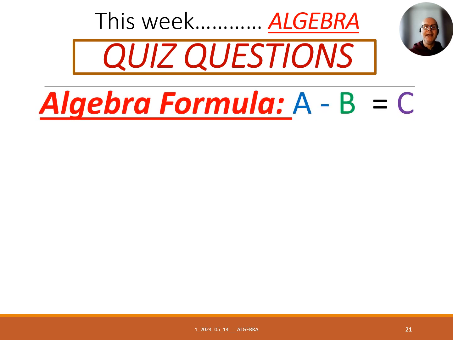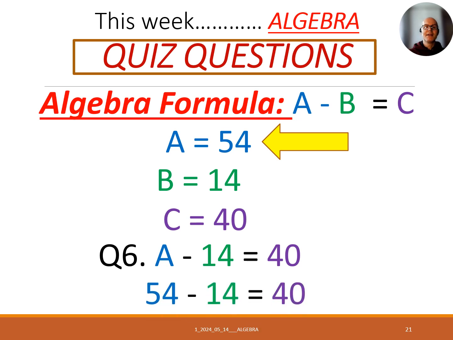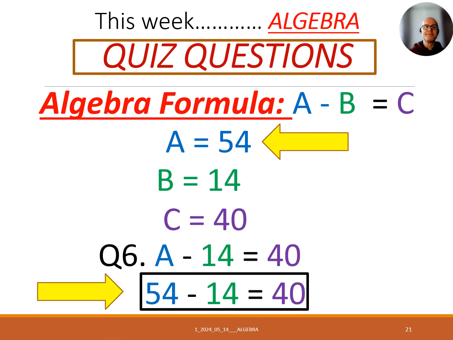Next question. A minus B equals C. Again, we're going to try and work out what A is. B equals 14. C equals 40. So this example is to show you again, it doesn't matter what the letters are that you use in the formula. The important thing is the values of those letters. So it's the exact same. A equals 54. Same answer as question 5.